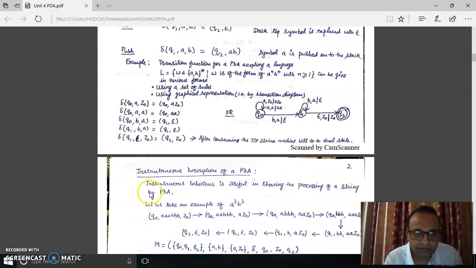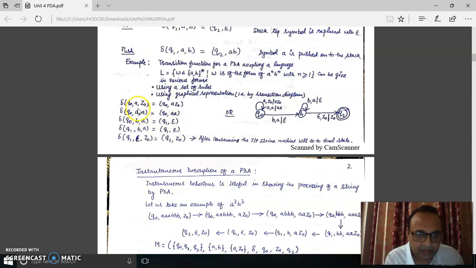In this example we will solve this problem in two ways. We will design it with the help of transition functions as well as with the help of a transition diagram. Here we have seen that there are some A's followed by the same number of B's, and we have designed its logic also: for each A we will push A onto the top of the stack, and once B starts coming we will move to another state, and for each B we will pop A from the stack. Finally, once the string is exhausted, at that time the stack top symbol should be the initial symbol, and we will move to the final state, accepting that kind of string.